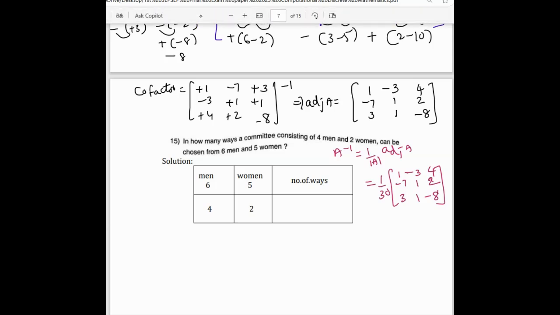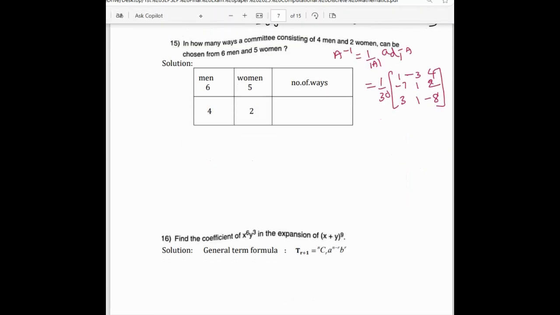Okay, moving on to the next question. They've given: in how many ways can a committee consisting of 4 men and 2 women be chosen from 6 men and 5 women? So we have 6 men and 5 women. We have to select 4.